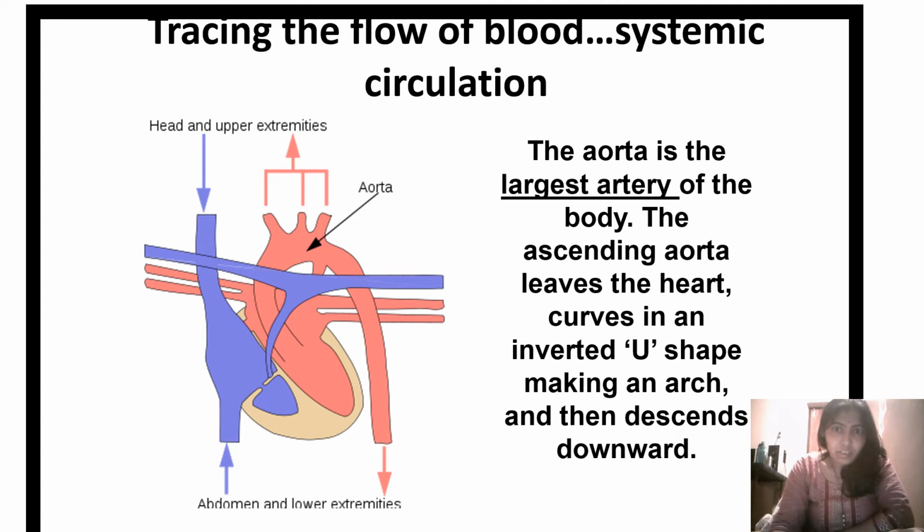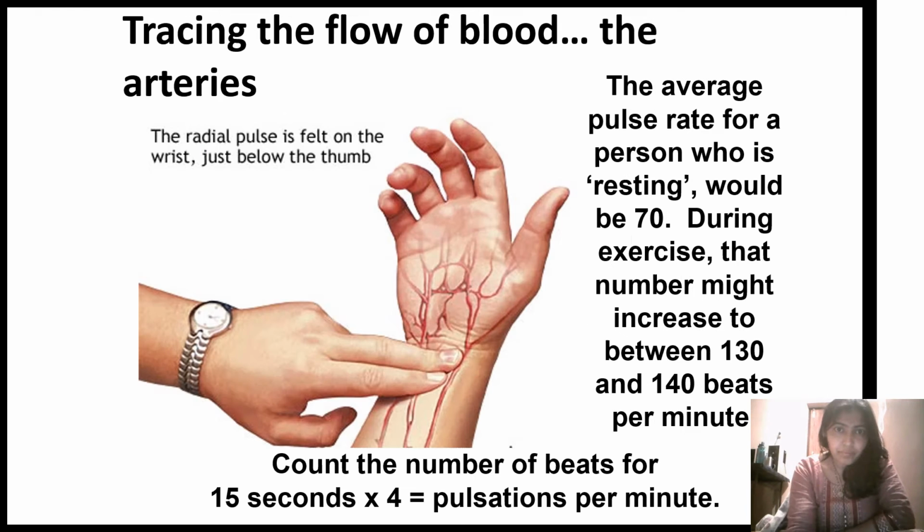The aorta is the largest artery. This is your aorta. See, and this is the lower extremities. The aorta is the largest artery of the body. The ascending aorta leaves the heart, curves in an inverted U-shaped arch, and then descends downwards.